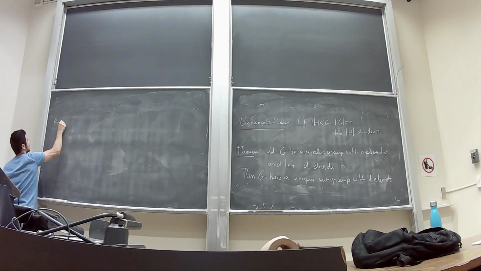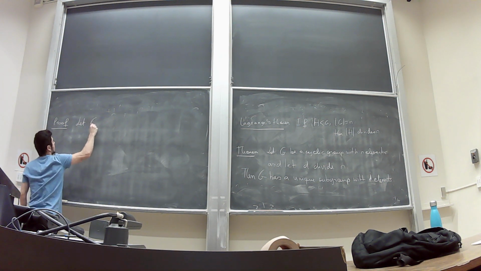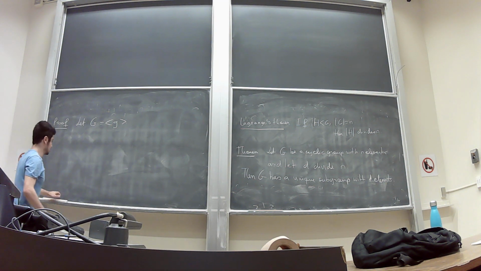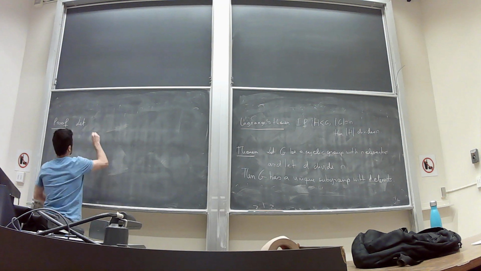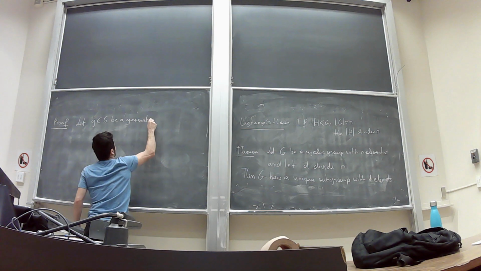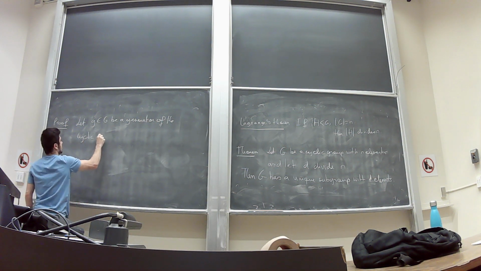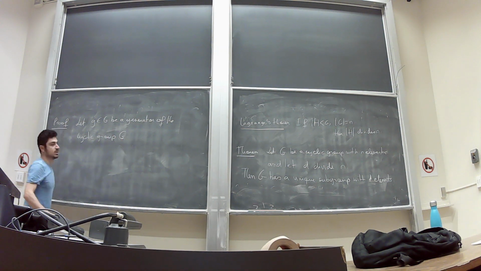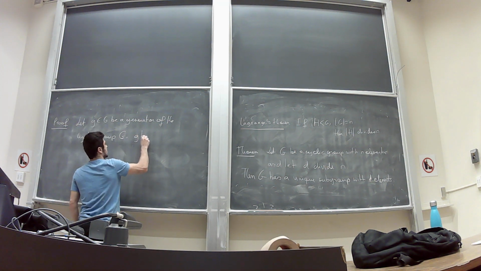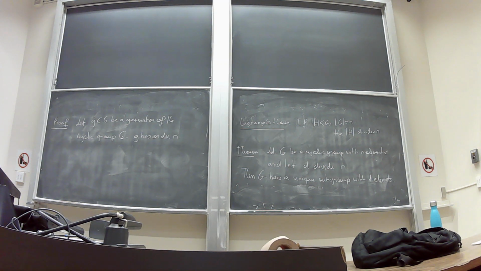Proof. Let g in G be a generator of the cyclic group. So basically, let g be an element of G of order n. So g has order n. Now, how do I find an element of order d?